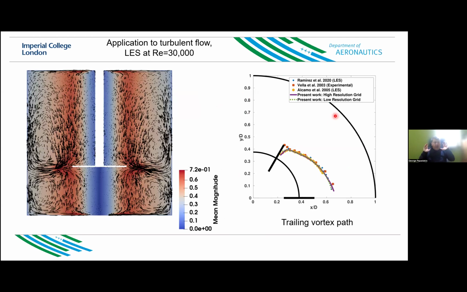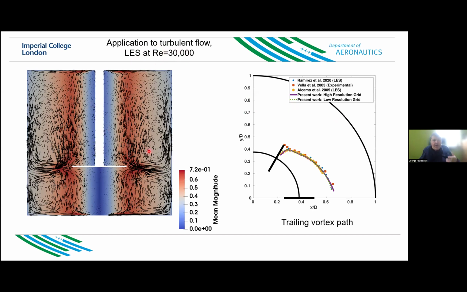Now, all of this was for low Reynolds number, 600. Does this idea work for higher Reynolds number? So I'm going to show you now results from LES simulations at Reynolds number 30,000. Again, this is unbaffled flow, an unbaffled tank. It's the same tank as you saw earlier, but the Reynolds number is now 30,000.